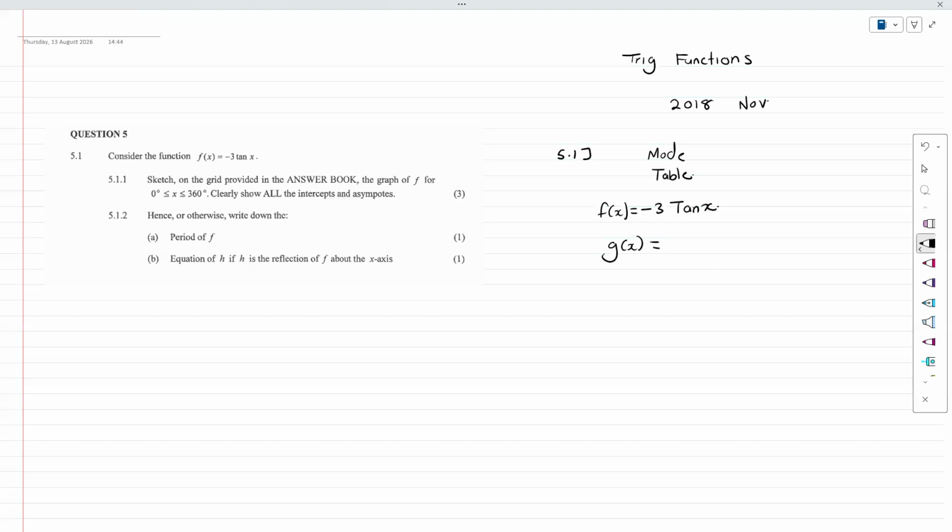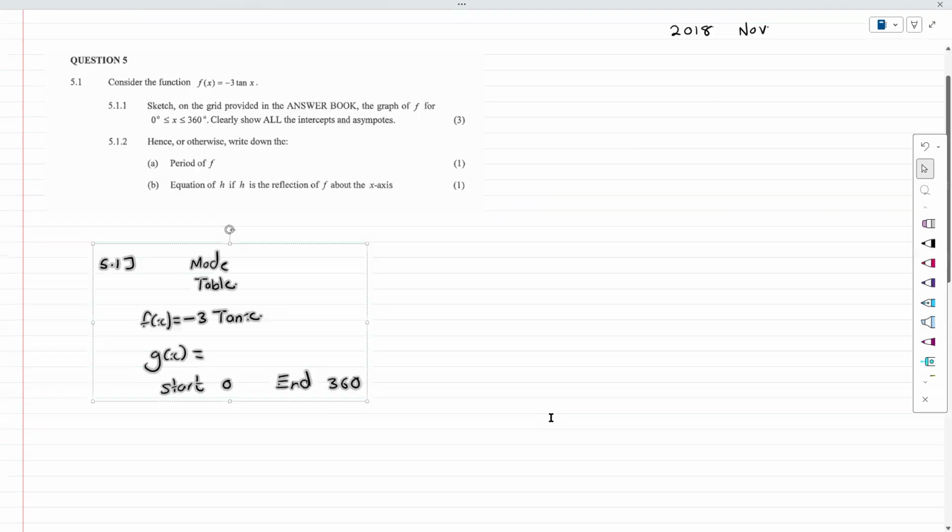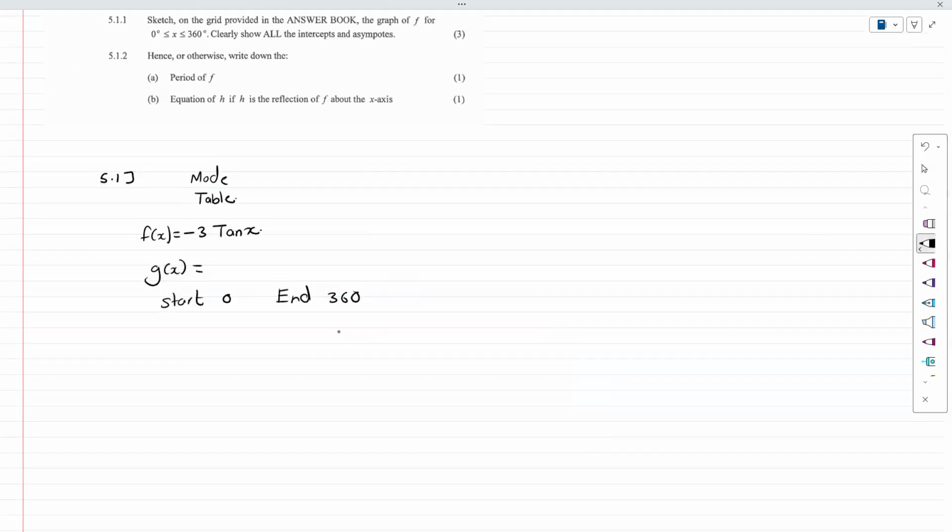Now, the steps are important. Start is 0, end is 360. When it comes to stepping, I prefer to step in 30s for sine and cos, but it depends on the graph paper that they give you. But for tan we will always step in 45s. So when you step in 45s, we get a good graph. We get 0 is 0. 45 is minus 3. 90 is error. 135 is 3. 180 is 0. 225 is minus 3. 270 is error. 315 is 3. And 360 is 0.